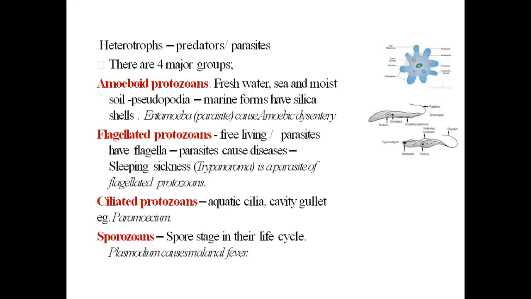The next one is ciliated protozoans. These are aquatic, actively moving organisms because of the presence of thousands of cilia. The most common example is Paramecium. It has a cavity, the gullet, which opens to the outside of the cell surface. The coordinated movement of rows of cilia causes water laden with food to be steered into the gullet.